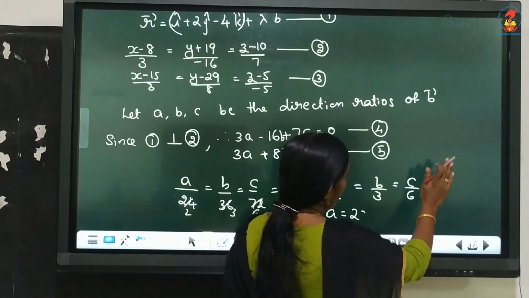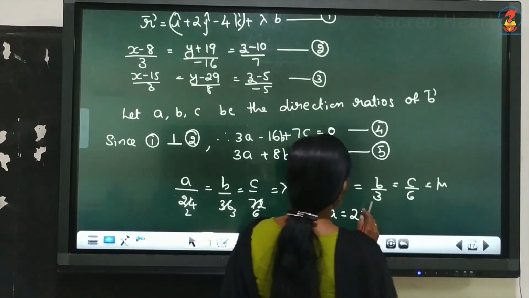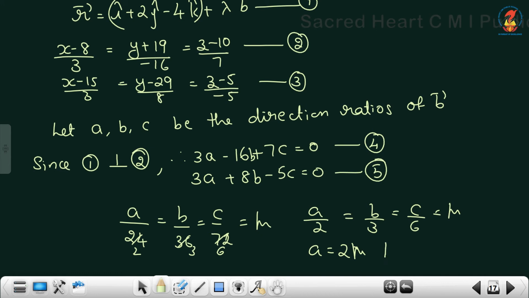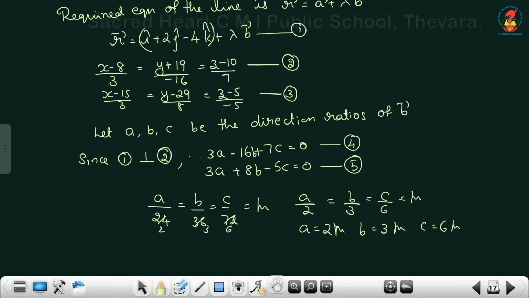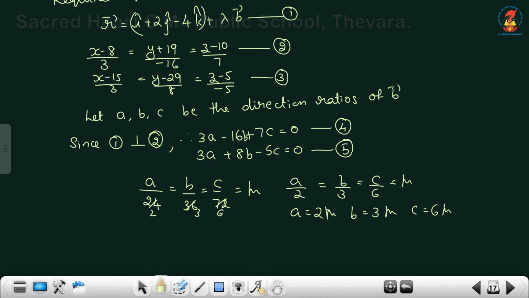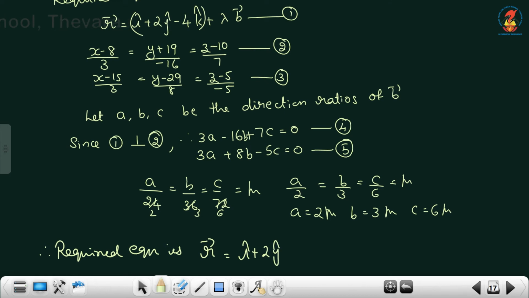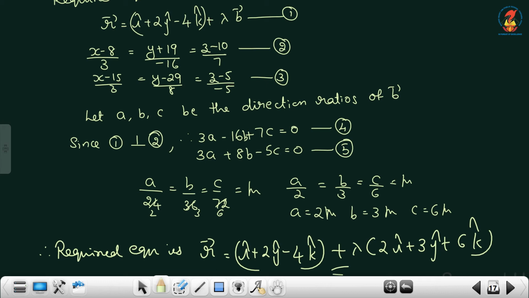So a is equal to 2 lambda. Instead of lambda, if you want to write mu, 2 mu, then b is equal to 3 mu, c is equal to 6 mu. Now substitute in the first equation. First equation is the required equation. Therefore, required equation is vector r is equal to i cap plus 2j cap minus 4k cap plus lambda into 2i plus 3j plus 6k. Okay.